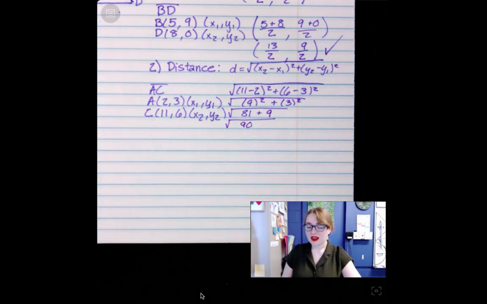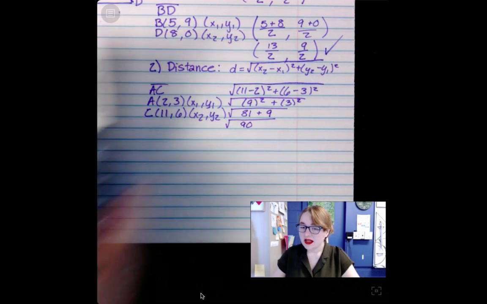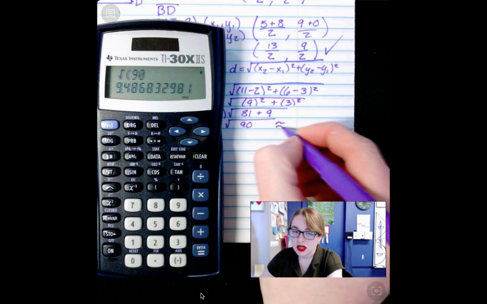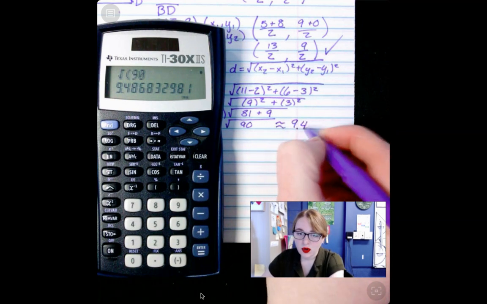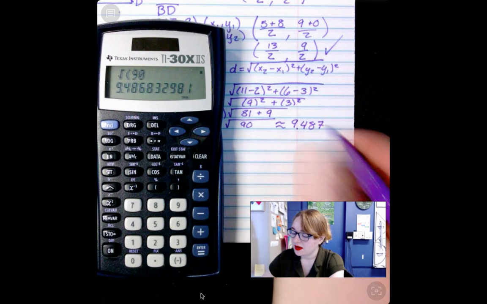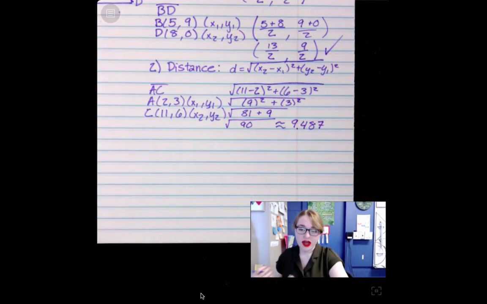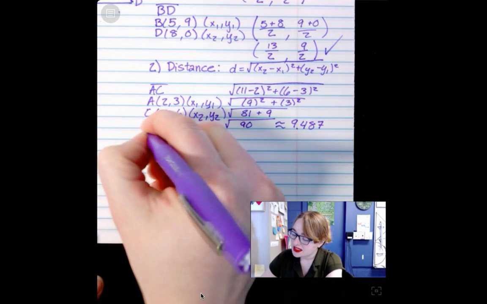Okay, so we're going to plug that into our calculator here. And we get a decimal. Remember, I'm only going out 3 decimal places for my approximation. 9.487. Okay? So now that we have the distance for AC, let's go ahead and find it for BD as well.